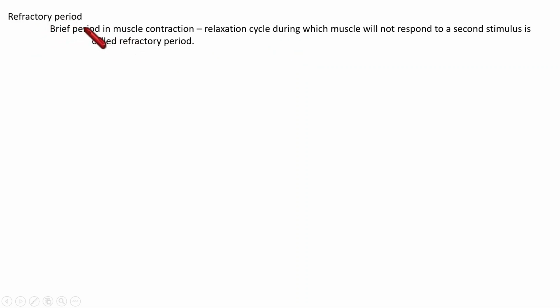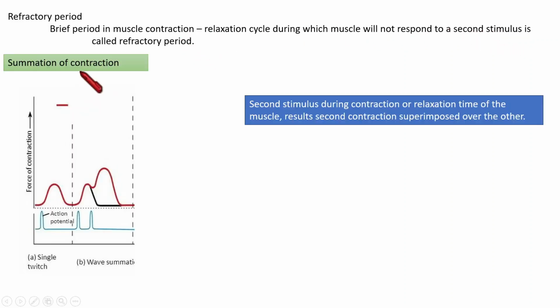So, a refractory period is the brief period in that muscle contraction relaxation cycle, and during that period, muscle will not respond to a second stimuli. So, that is refractory period. Next, we are going to understand about summation of contraction.